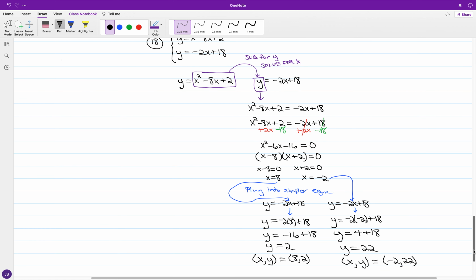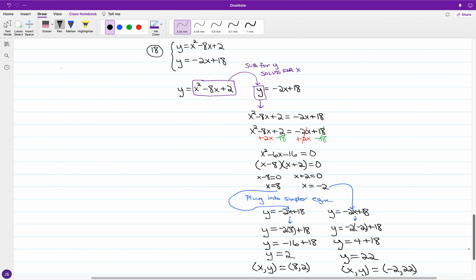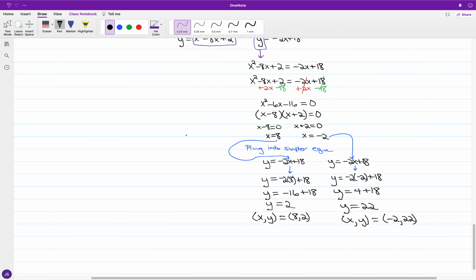So we have for x at negative 2, and see if it balances out to 22 in both of these. So we got negative 2 times negative 2 is 4, 4 plus 18 is 22. And with negative 2 squared is 4. Negative 8 times negative 2 is positive 16. So we will have 4 plus 16 is 20, plus 2 is 22, and that checks out again for y. So for your solution, okay, we're going to have two ordered pairs.